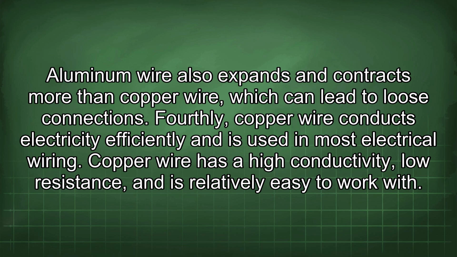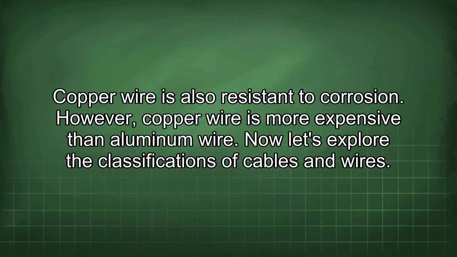Fourthly, copper wire conducts electricity efficiently and is used in most electrical wiring. Copper wire has a high conductivity, low resistance, and is relatively easy to work with. Copper wire is also resistant to corrosion. However, copper wire is more expensive than aluminum wire.